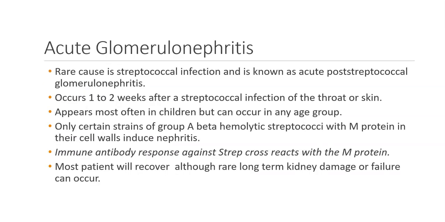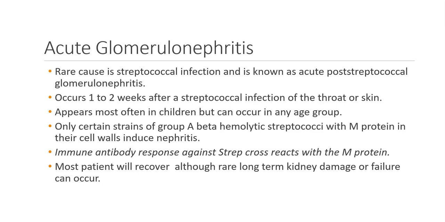Acute glomerulonephritis, again, just by definition, is a sudden onset of the disease. And rarely this is caused by streptococcal infections, and it's known as acute post-streptococcal glomerulonephritis. This occurs 1 to 2 weeks after a streptococcal infection of either the throat or the skin. It appears most often in children, but can occur in any age group. And only certain strains of group A beta hemolytic streptococci with M protein in their cell walls induce nephritis.